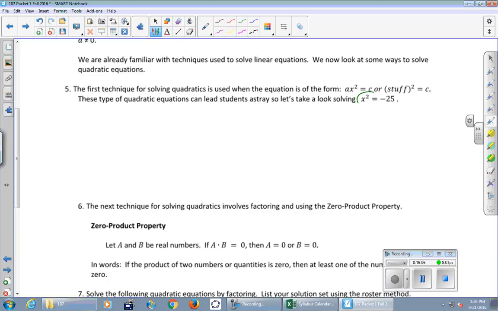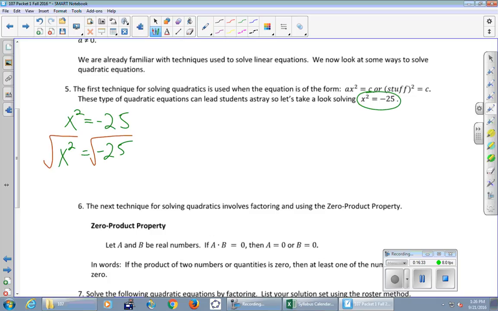Let's take a look at this equation right here, and then we'll talk about the thing that's written up above. X squared equals negative 25. Let's give this a shot. Okay, what should we do to both sides to solve? Square root, right? Not square, but square root of both sides. So I'm going to copy that equation again, and then in a different color, I'm going to put that square root in front of both sides. So that seems legitimate. I did the same thing to both sides, taking the square root.